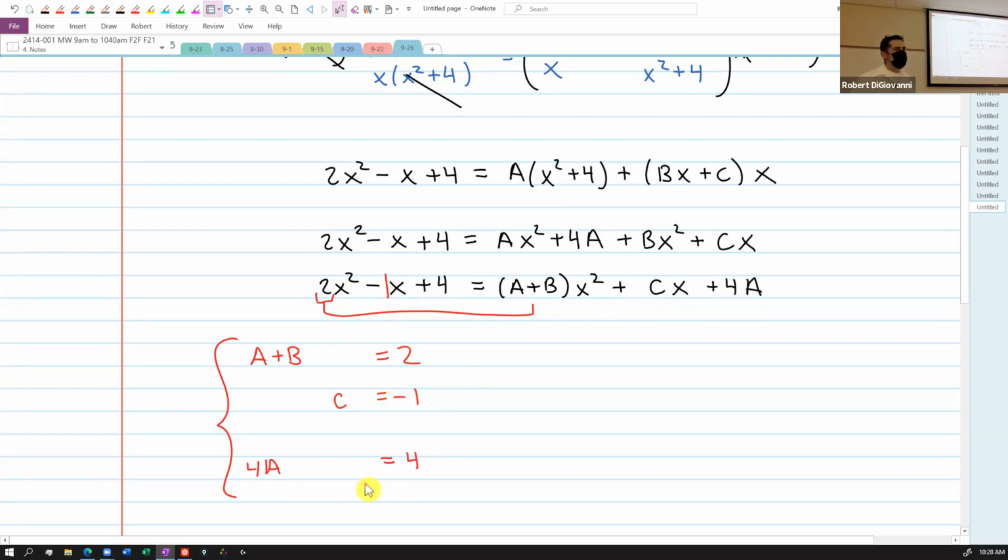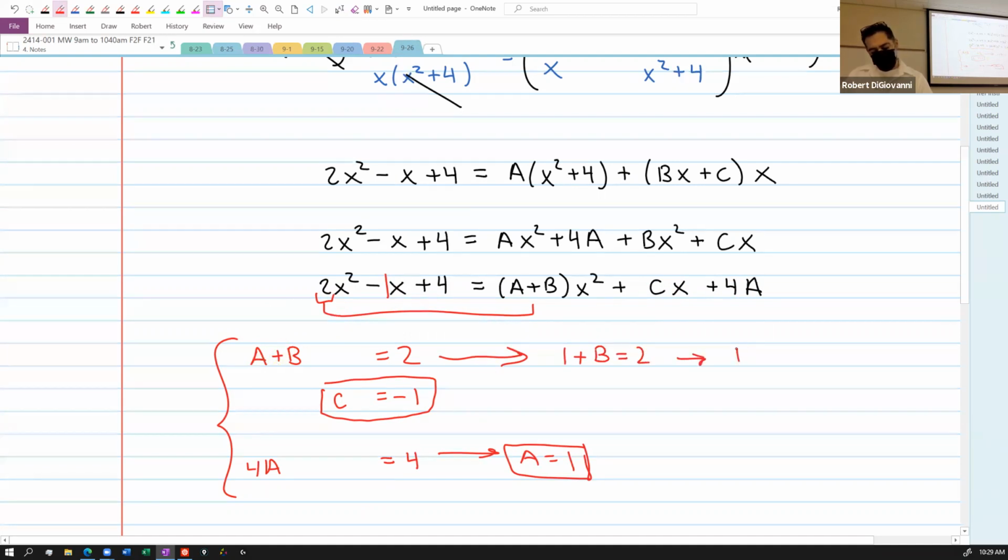You know what? This is too easy to do by the calculator. C I already know, right? I know what a is. A is 1. And once I know what a is, if a is 1, this becomes 1 plus b is 2. So that means b is 1. No calculator necessary here. If you want to use a calculator, go ahead, but questions on how I got that?